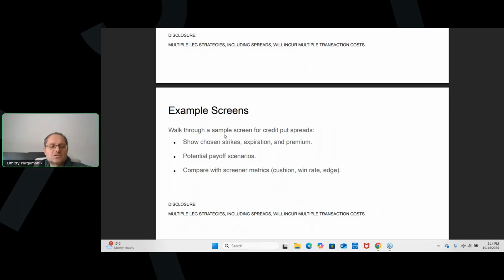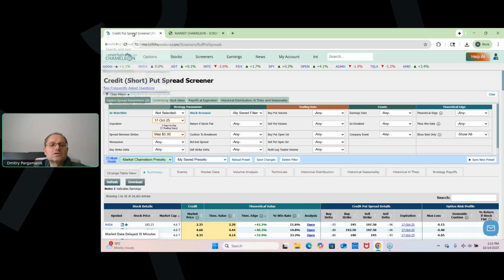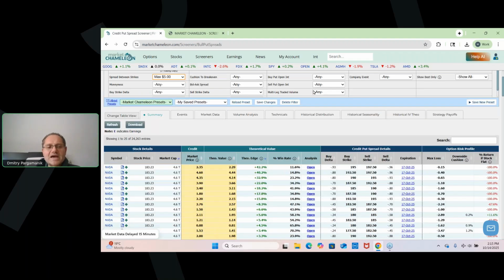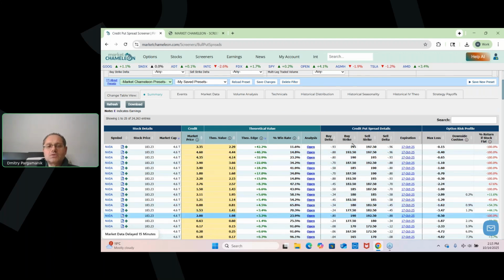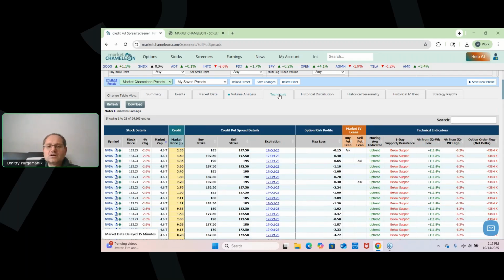Okay, so I'm going to go now to a screener, and this is the credit put spread screener. And the thing with the screener is we have filters up here. We have different tabs. Okay, and then we have the data analytics below. And those data analytics, we also have different tabs showing us different data.